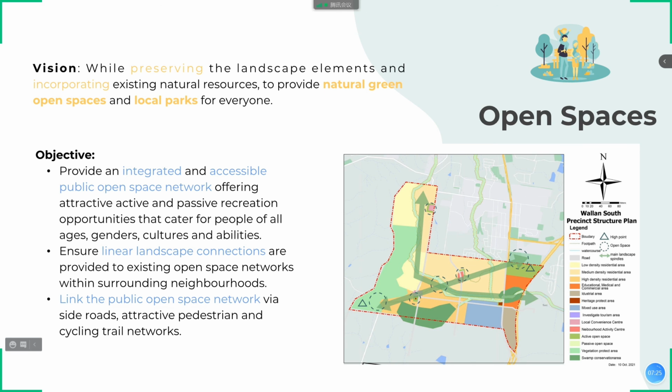As the figure shows, the proposed open space forms two main landscape spines, which link to the Beveridge Northwest PSP and the Green Hill Reserve. The third objective is to link the public open space network via side roads and an attractive pedestrian and cycling trail network. This mainly refers to the open space along the Straser Creek and Taylor Creek, which also maximizes the landscape value of natural resources.